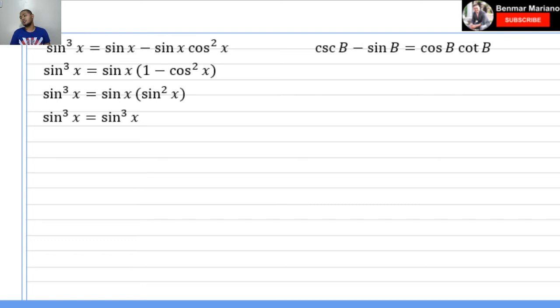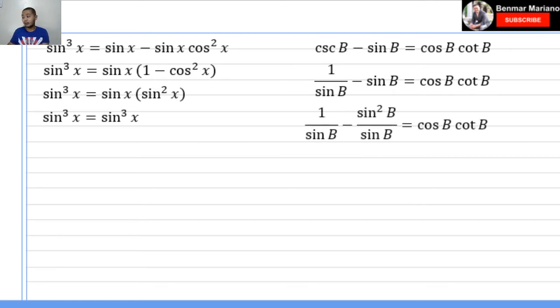So in this case, I want to manipulate the one on the left side. So express that side of the equation in terms of sine and cosine function only. So cosecant b will become 1 over sine b, okay, by applying the reciprocal identity. Next, we're going to subtract. So what I am going to do here is to express sine b into another form. So sine b will now be sine squared b over sine b. Why? I want to make these two terms similar fractions.